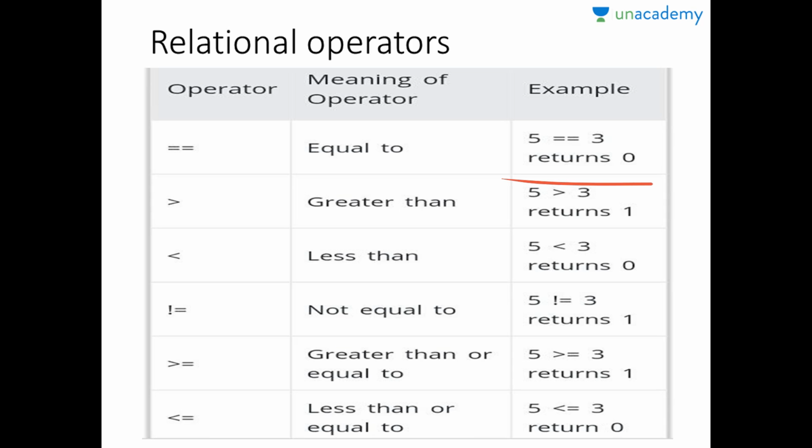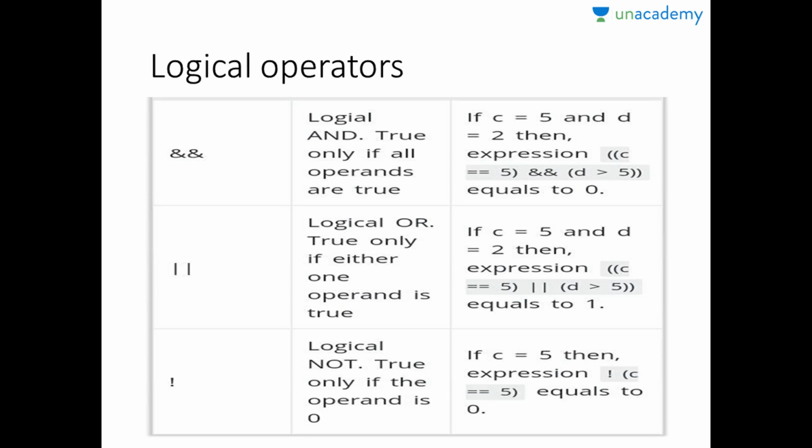See, greater than: 5 is greater than 3, it is correct, so it is returning me 1. Less than: 5 is less than 3, is it true or false? It will return me 0. So not equal to, greater than or equal to, less than or equal to, they are the relational operators. Now we are going to talk about the logical operators.